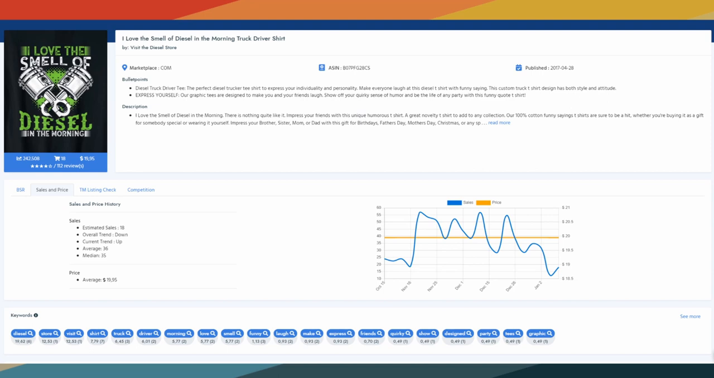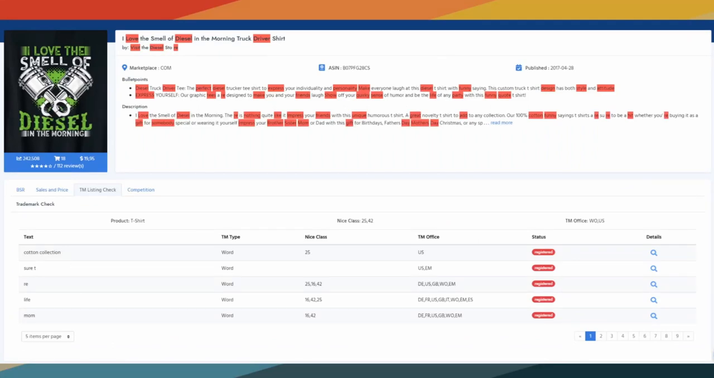In the last 30 days, the design has sold 18 times, which means the seller made over $100 from this one design. The red marked words are basically trademarked, but these are only single words, which means that this entire phrase is good to use in your designs.